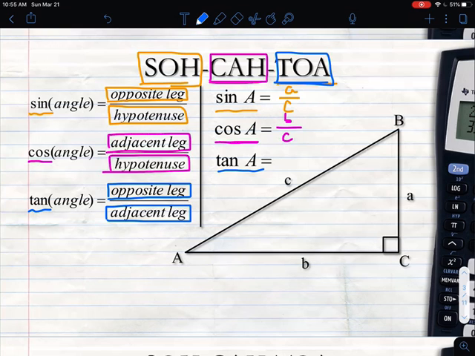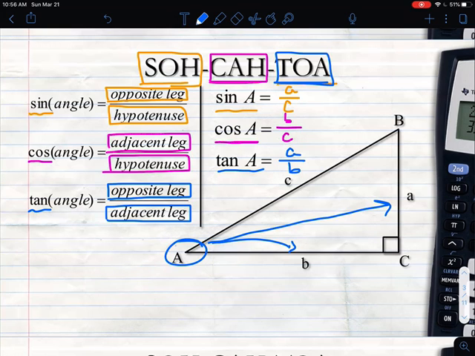and we come over to this example here for tangent of A. So we're starting at angle A still, and as I look at the setup, it's opposite over adjacent. So I've got my fraction. The opposite leg is directly across, so that's my A. And then I want the adjacent leg, which would be B.